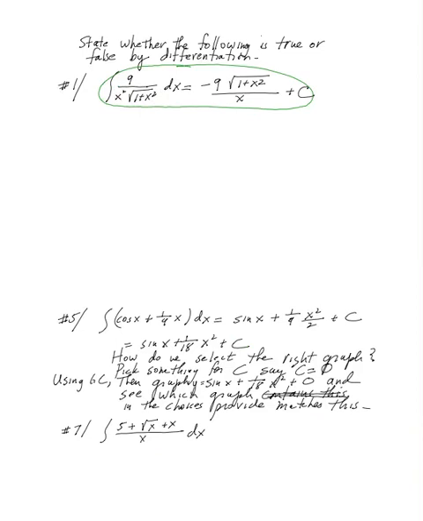What we want to do is to differentiate the right-hand side and see if we get this function, which we call the integrand. We're doing anti-differentiation, sometimes called indefinite integration. We call this, what you're taking the antiderivative of, the integrand. Okay, so let's take the derivative.